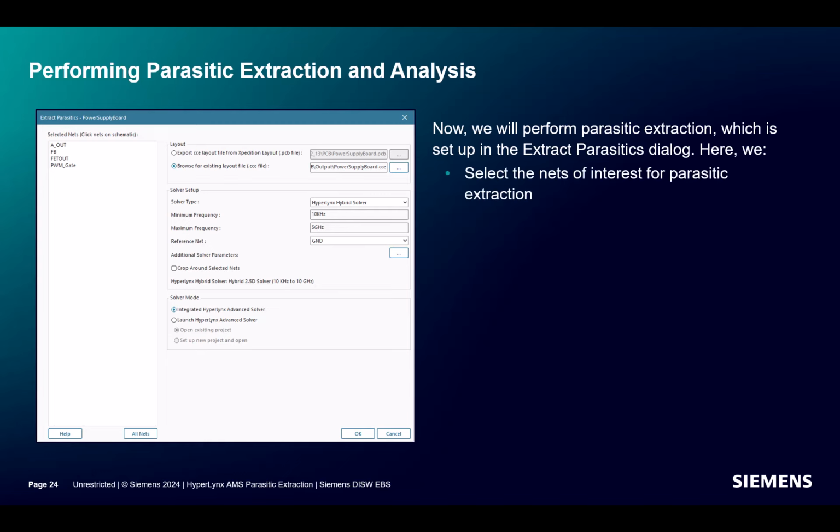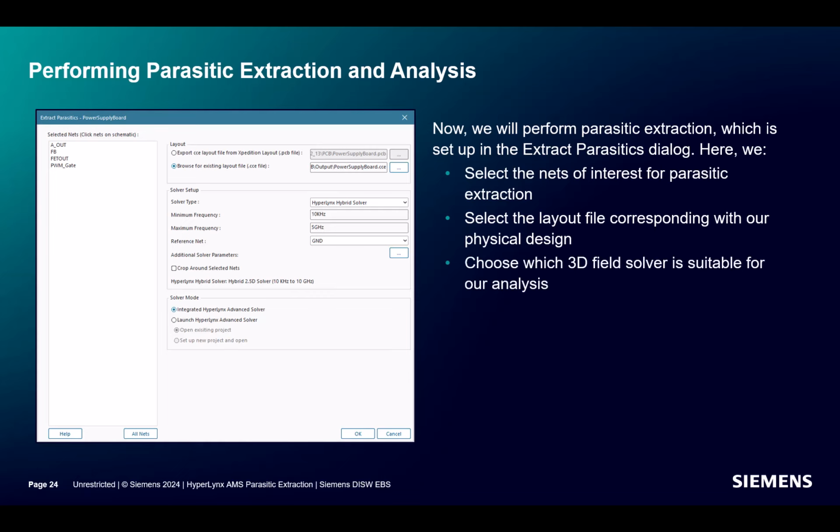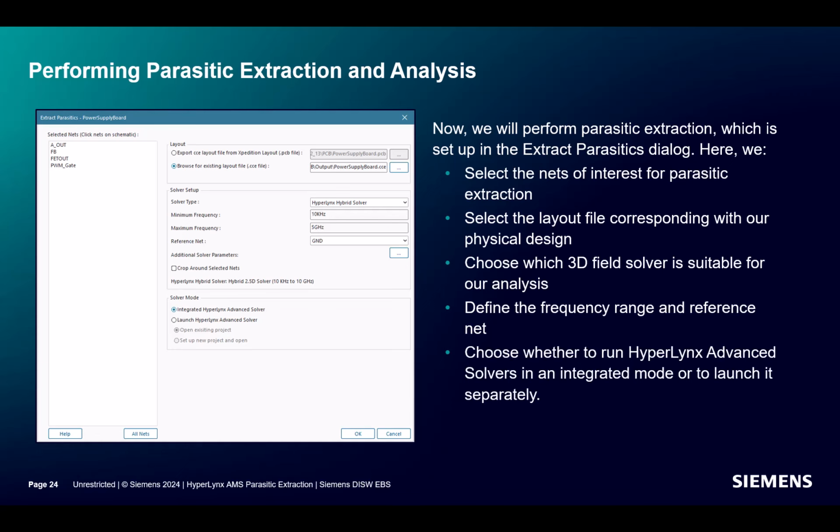Here, we select the nets of interest for parasitic extraction, select the layout file corresponding with our physical design, choose which 3D field solver is most suitable for our analysis, define the frequency range and reference net, and choose whether to run Hyperlinks Advanced Solvers in an integrated mode or to launch it separately.